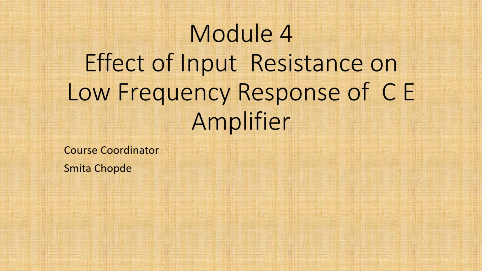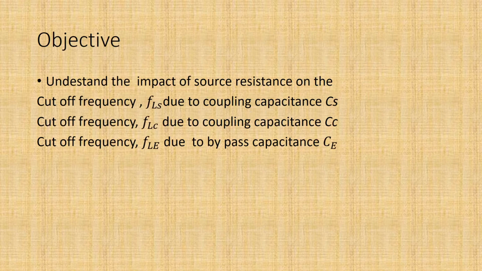This is module 4, which will help you to understand the effect of input resistance on low frequency response of a common emitter amplifier system. So the objective behind working on this is to understand the effect of source resistance on the cutoff frequency FLS due to the coupling capacitor CS. Secondly, the cutoff frequency FLC due to the coupling capacitance CC. Thirdly, the cutoff frequency FLE due to a bypass capacitance CE.